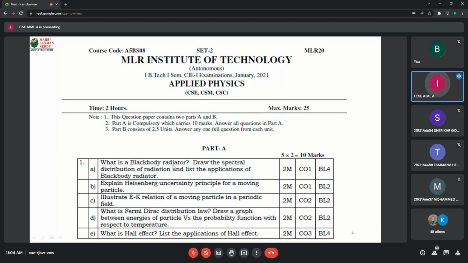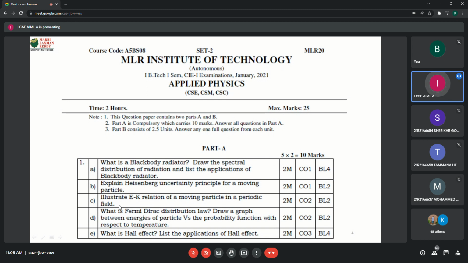What is black body radiator? I have already given this as an important question. Compton effect, black body radiator, both are important, like that only I give. Like this we can expect. And Heisenberg uncertainty principle is the next question, which cannot be seen in set 1. Set 1 questions are different. Set 2 questions are different. So under unit 1 you are going to get two questions like this.